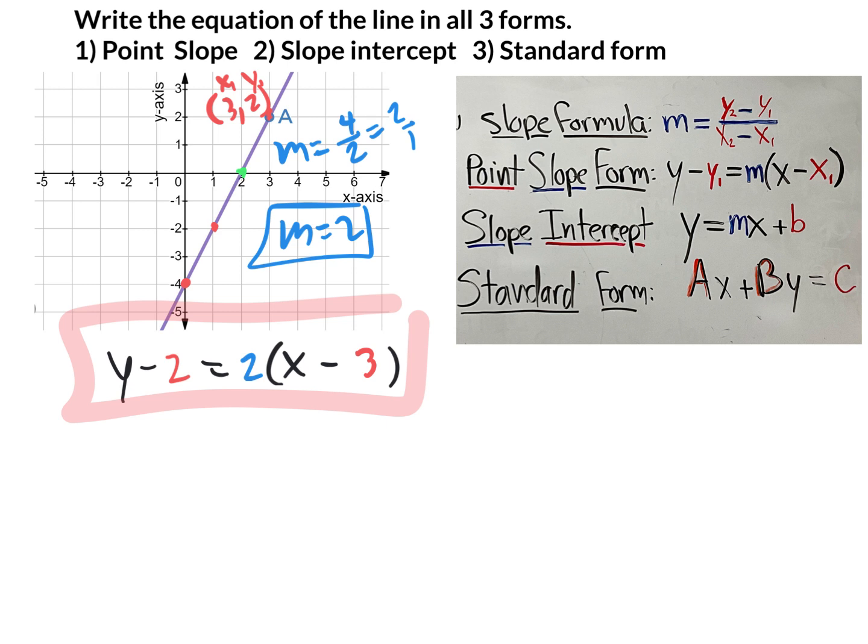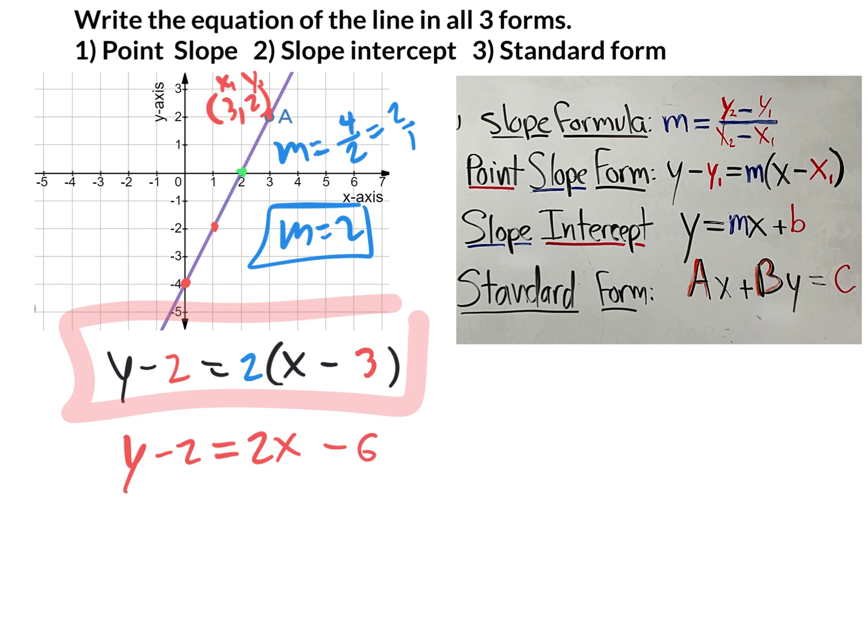Now, what if they asked you to write it in slope intercept form? What would I have to do to change this to slope intercept? You'd have to get rid of the parentheses, right? How do you get rid of the parentheses? By multiplying, by distributing. So if I were to distribute 2 times x, that will be a 2x. And then 2 times -3, that'd be a -6. Bring down the equal sign, bring down the y, the -2.